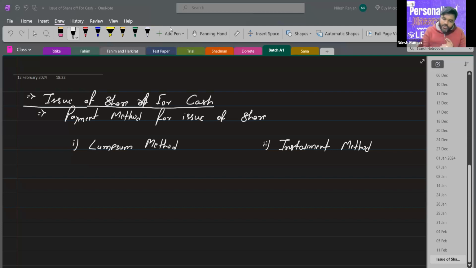Now that you have remembered the journal entry, one question. A company receives premium on different shares. What is the use of this securities premium? Sir, it is used during buyback of shares, and while giving discount. Why? No, sir.